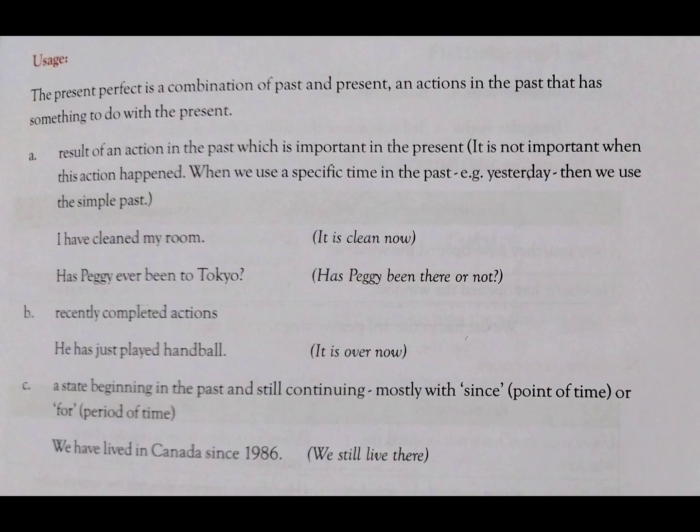Present perfect tense is a combination of past and present, result of an action in the past which is important in the present. When we use a specific time in the past, example yesterday, then we use the simple past. Let's see the sentences here.